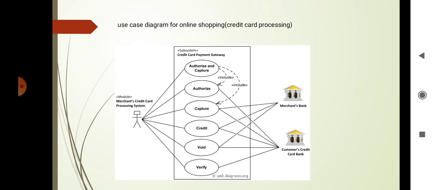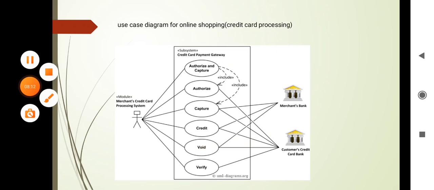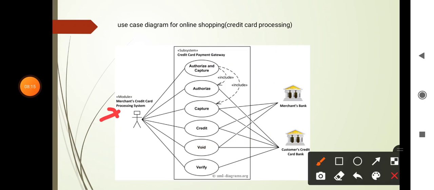Then the second example is the use case diagram for online shopping, like credit card processing. Here we have the merchant credit bank processing system. This is the module. Other actors are the merchant bank and the customer credit card. This is the subsystem, and the name of the system is credit card payment gateway. It also performs some use cases like authorize and capture, then authorize, then capture, credit, void and verify.